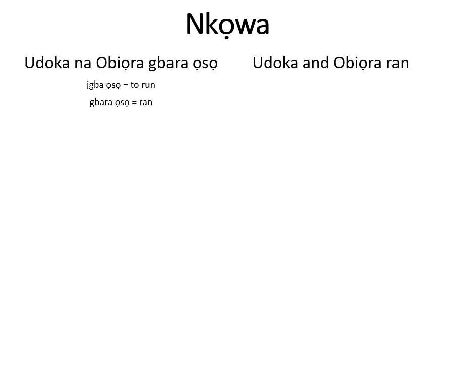And then Udoka na Obiora gbara ọsọ. Udoka and Obiora ran. Ịgba ọsọ is to run. Gbara ọsọ is ran. And then why did they run? Ịza oku. Ịza oku is to answer or to respond. Whose oku are they responding to? Nne ha, their mom. So Udoka and Obiora gbara ọsọ ịza oku nne ha. Udoka and Obiora ran to answer their mom.